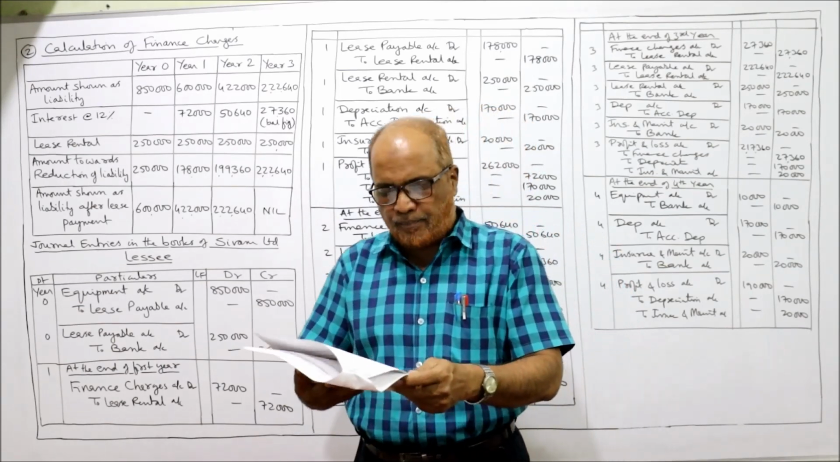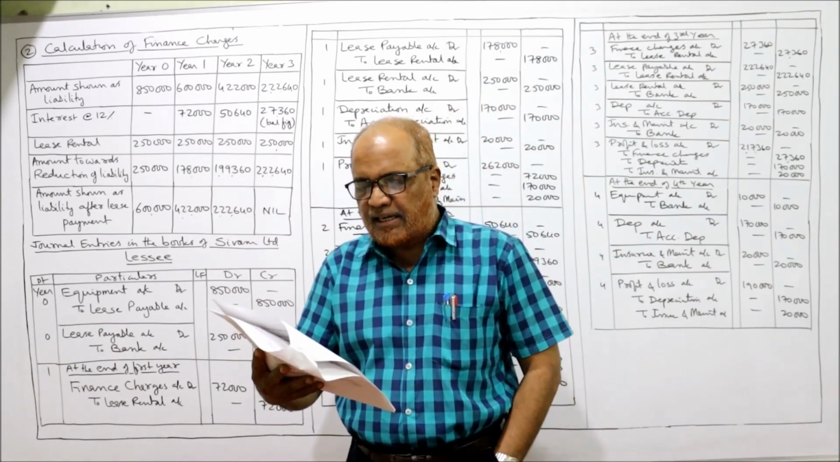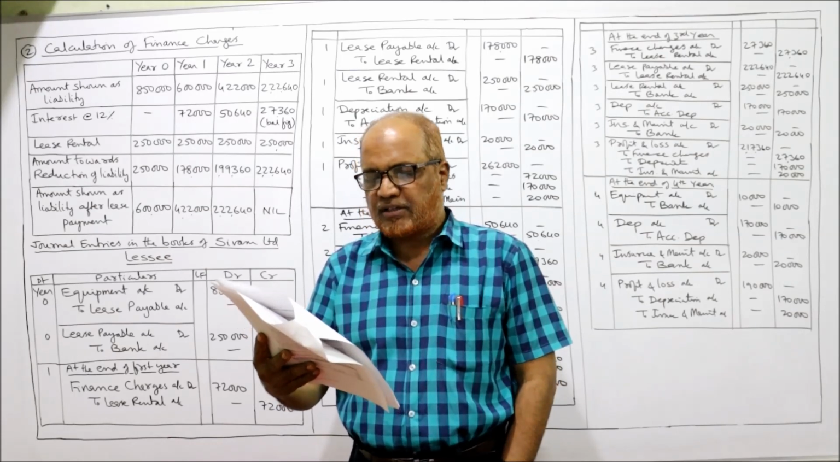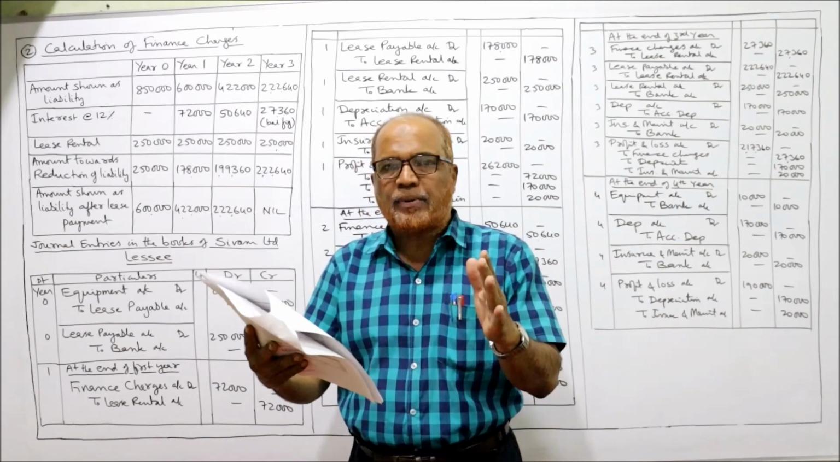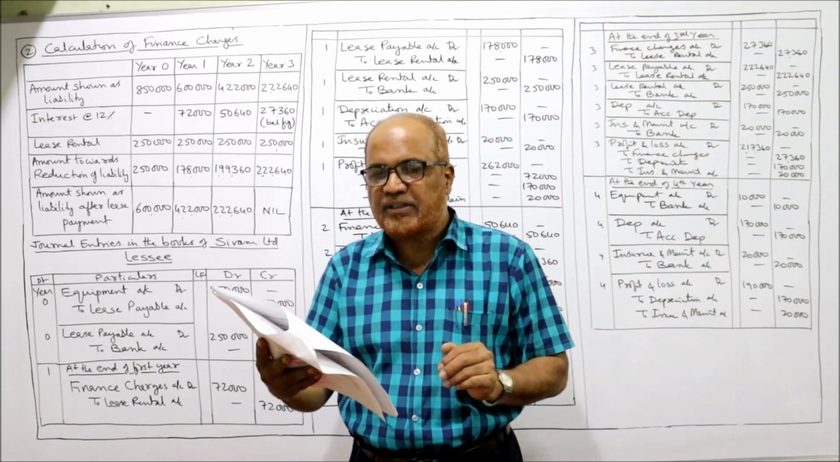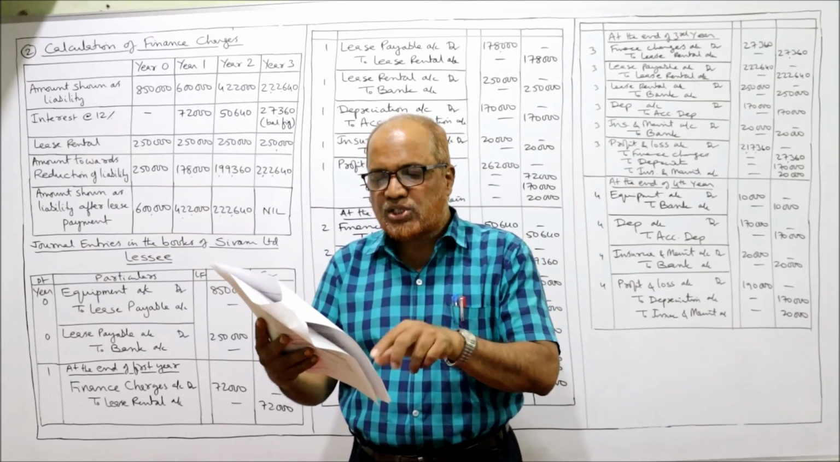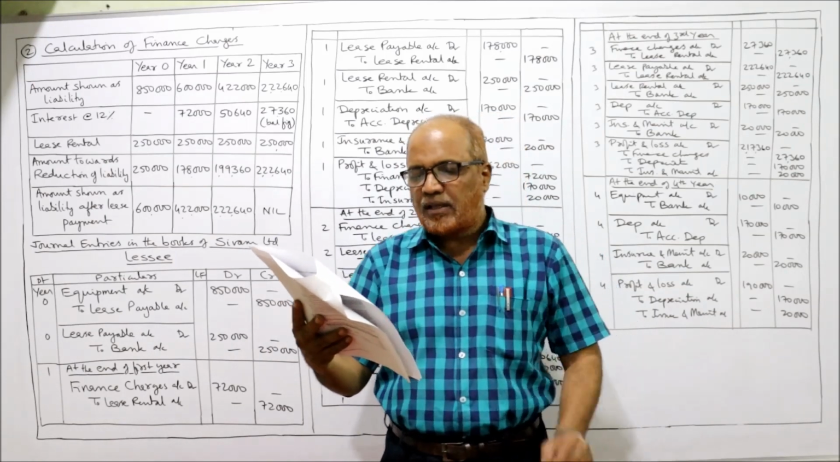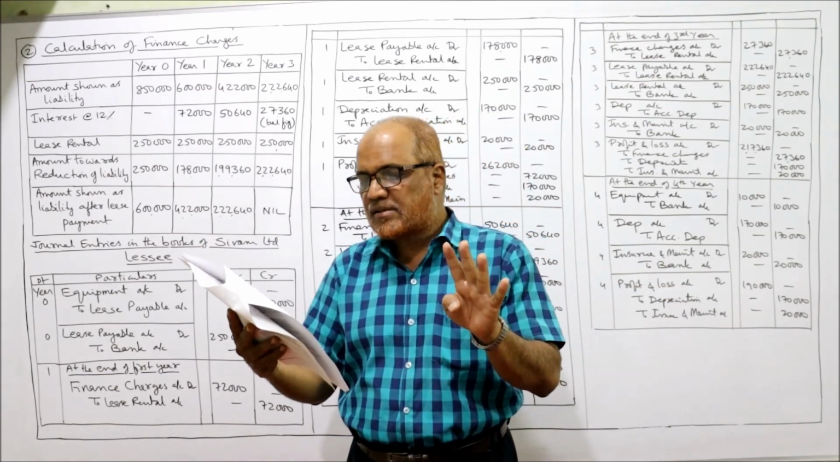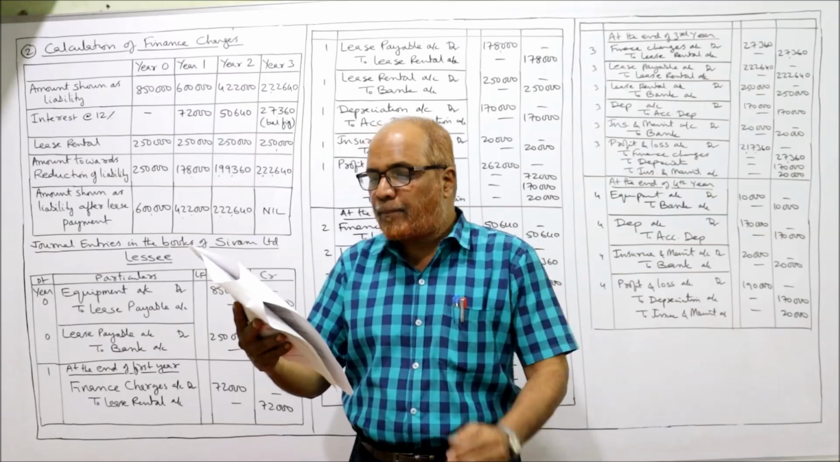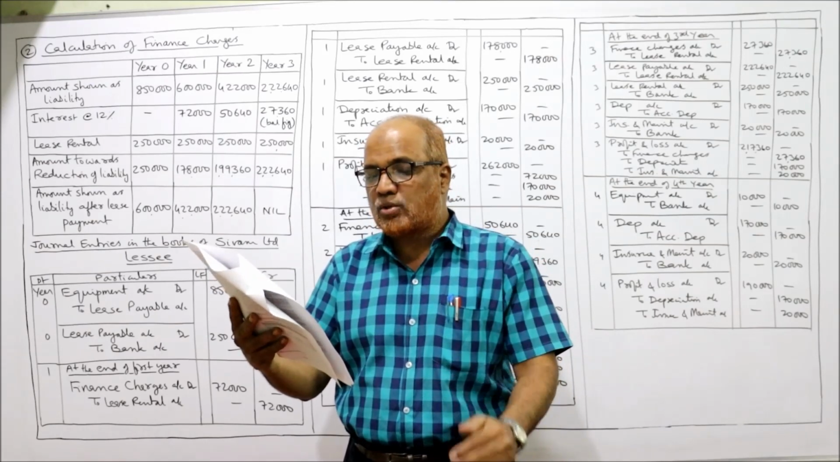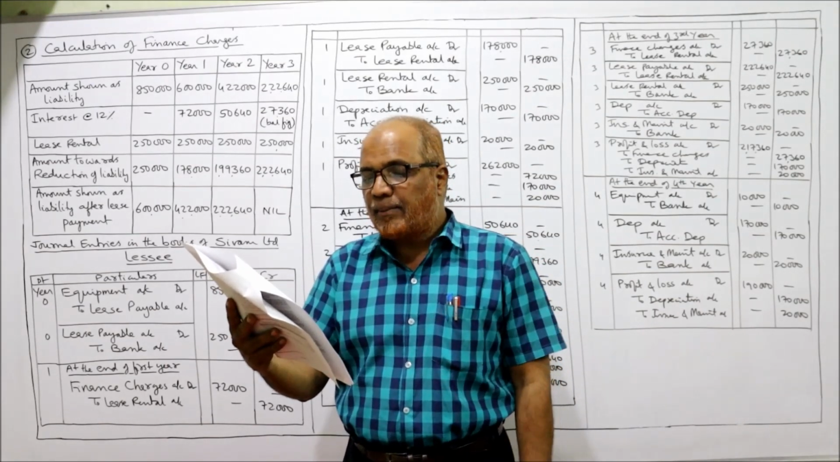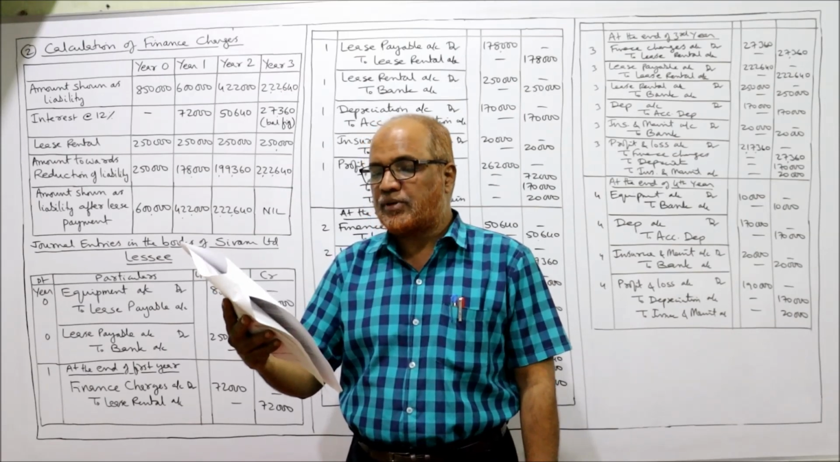Now, see the second problem. Sundaram Leasing Company Limited leases an equipment to Shivam Limited. So, Sundaram Leasing Company is the lessor and Shivam Limited is the lessee, whose cost is 8,50,000. So, fair value of the asset is 8,50,000. The lease is for 4 years. The annual installment payable in advance is rupees 2,50,000 and the implied rate of interest is 12%.